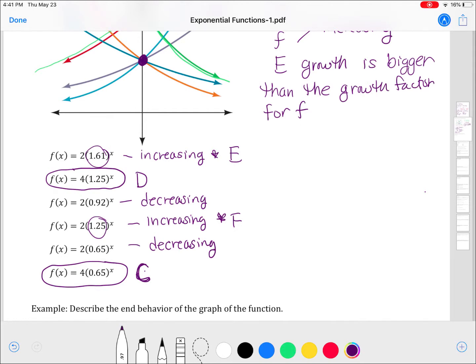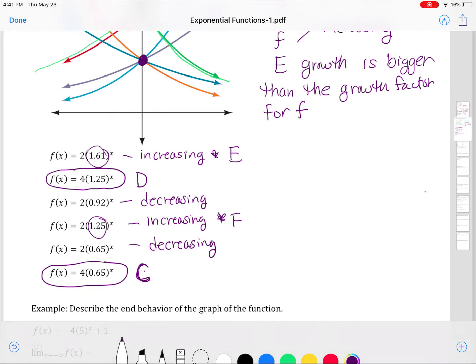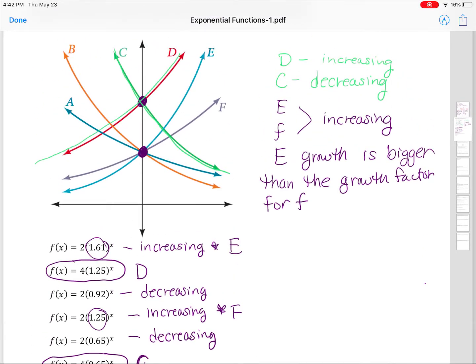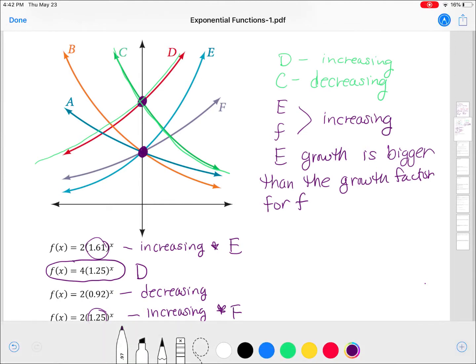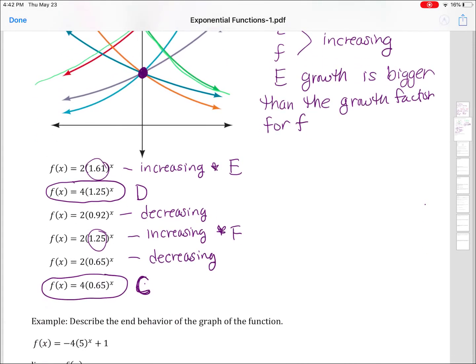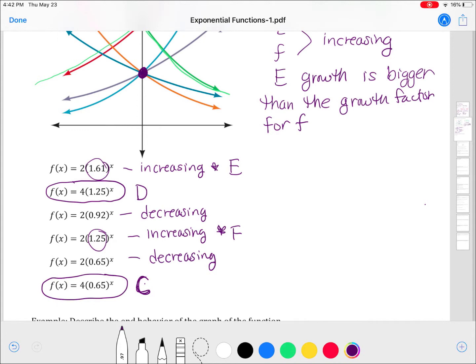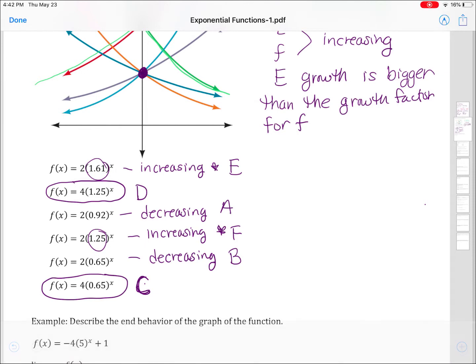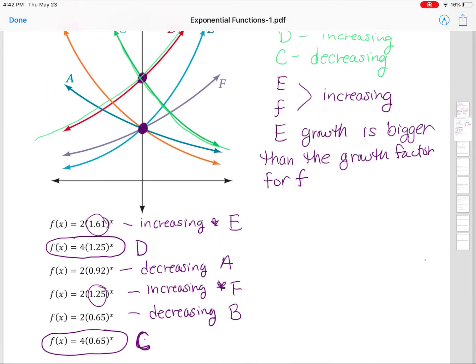Okay, and that leaves us with, if I scroll back up, the graphs of A and B. The graphs of A and B are decreasing because they're going down left to right. B is decreasing at a much faster rate. And since that's a decreasing function, this is going to be A, and this is going to be B. So when you have a decreasing function and it's decreasing faster, you're going to have a smaller number for your B.